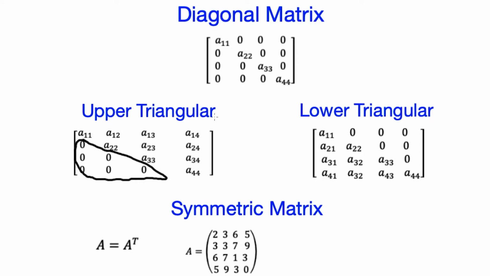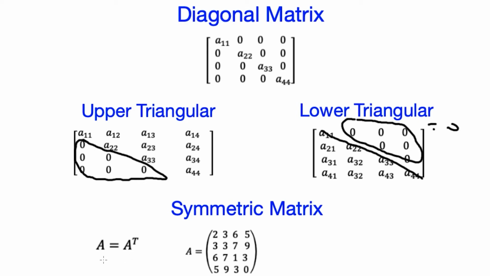However, the lower triangular matrix has entries above the main diagonal equal to 0. So we have the main diagonal here, and all these entries above it must be equal to 0. And the other elements can be zeros, can be 1s, 2s, any elements here. But the only condition is to have zeros above the main diagonal.